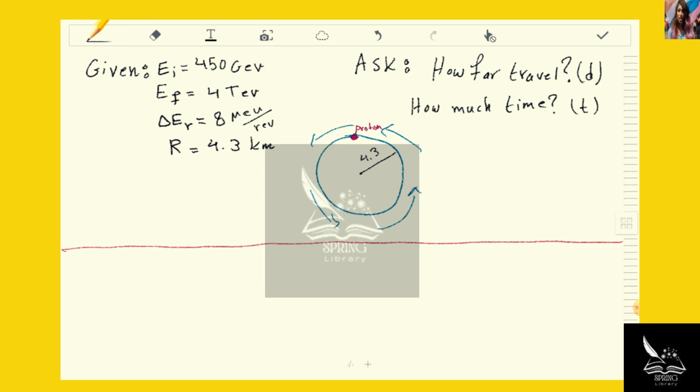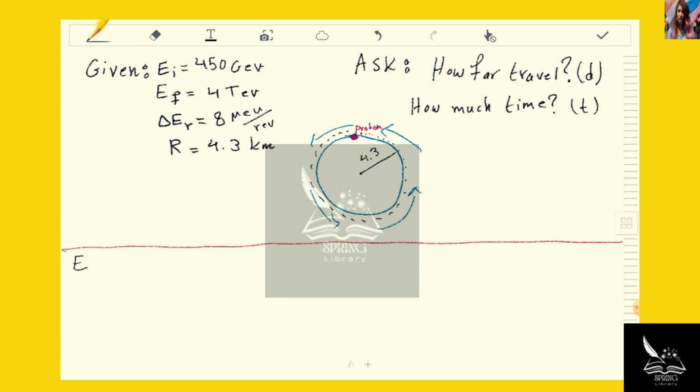So here the question asks us to find how far the protons travel and how much time does it take for the proton to travel that far. So if we assume that this is the proton here, it revolves around this ring and then completes one revolution here. So in order to find out how far it travels, we need to find out how many times the proton revolves around the ring.